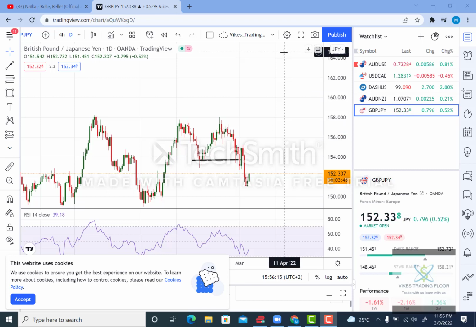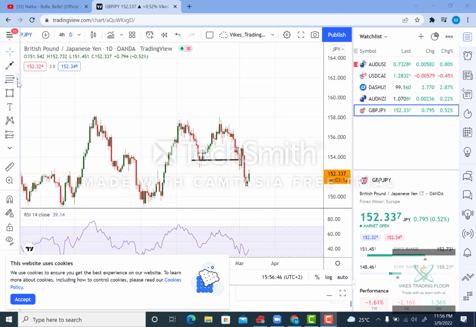This is GBPJPY. Daily time frame is what we're looking at right now. It dropped last week because of the Russia issue, and obviously JPY is a safe haven, so anytime there's a crisis, the JPY tends to be bullish, meaning that XXX/JPY will be bearish.